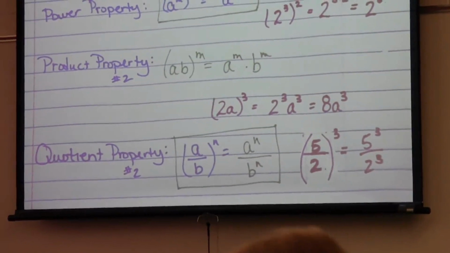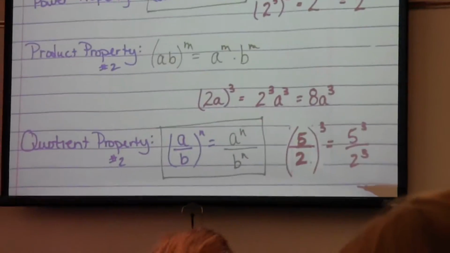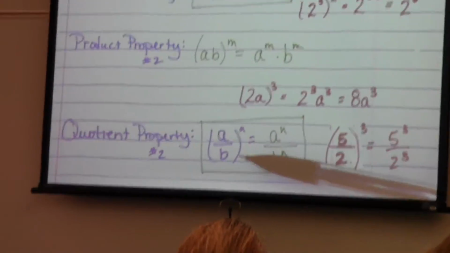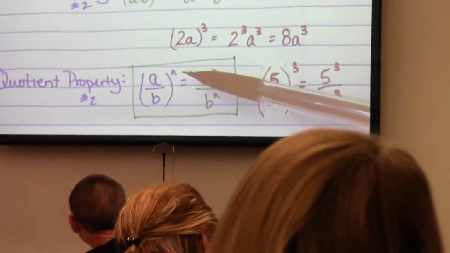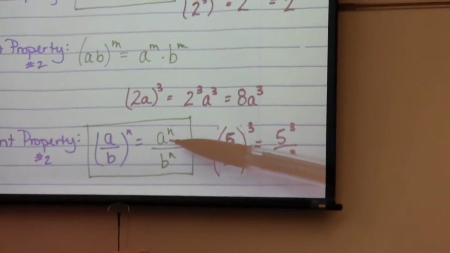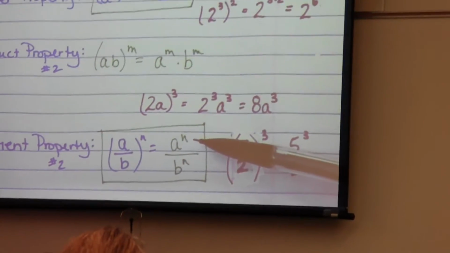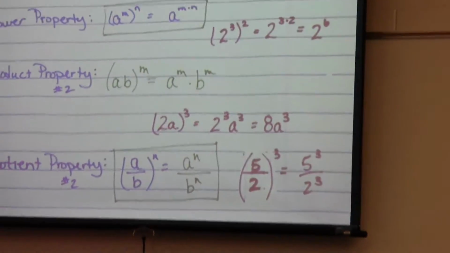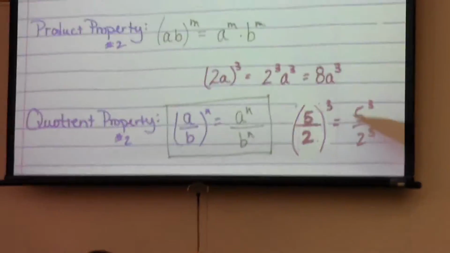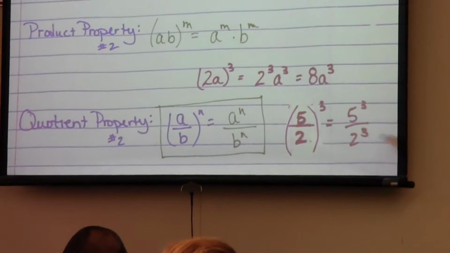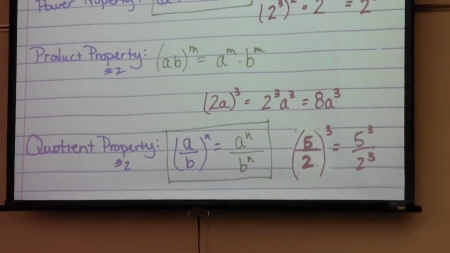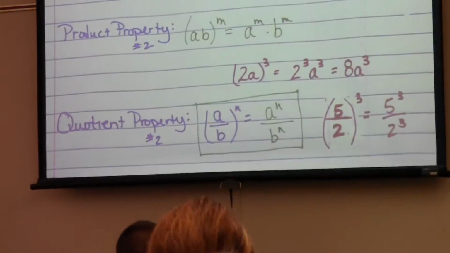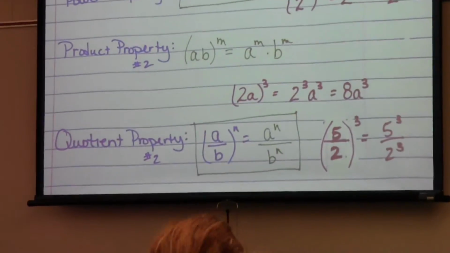We can't do a whole lot with that right now. And we have a couple more properties, but the second quotient property then just says if you have two things that are dividing with each other raised to a power, you can split those up as well and make it the top number to that power over the bottom number to that power. So like 5 over 2 cubed is the same thing as 5 cubed over 2 cubed. Those are pretty basic, I think. Everybody probably can do those. Pretty straightforward.